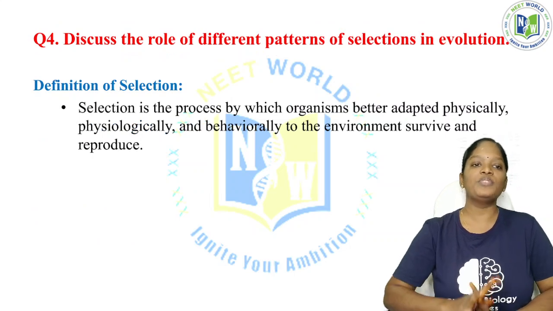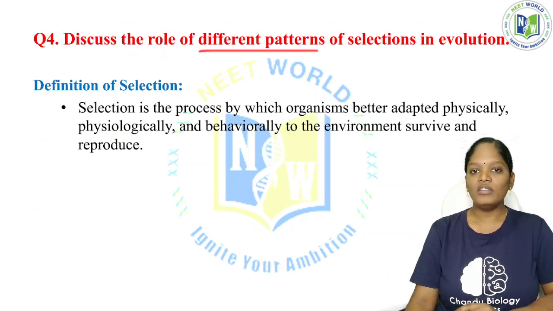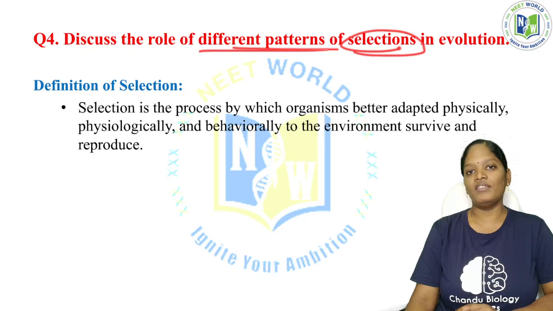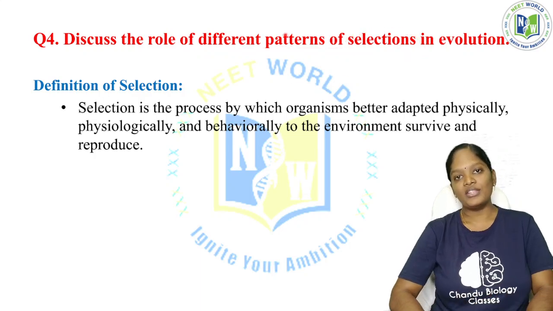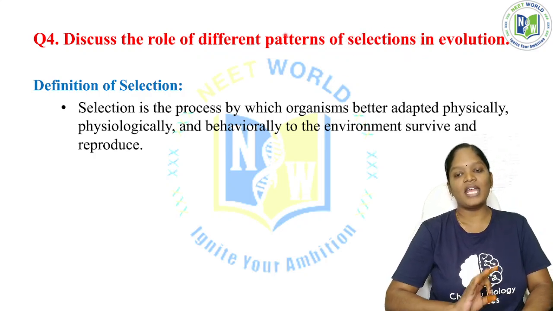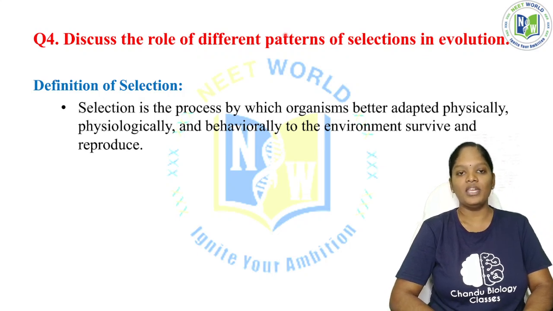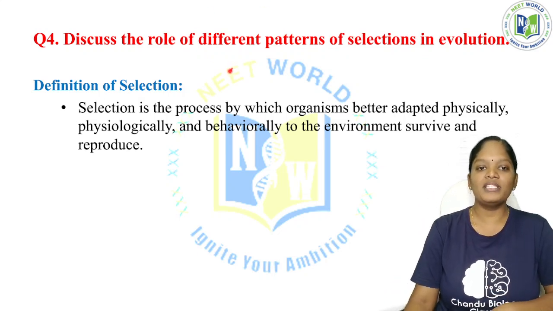Now comes the fourth question. Discuss the role of different patterns of selection in evolution. See, we have studied natural selection. In natural selection, we have three different types of selection. So we'll see what is meant by that selection.